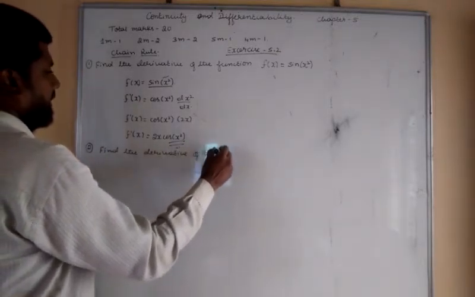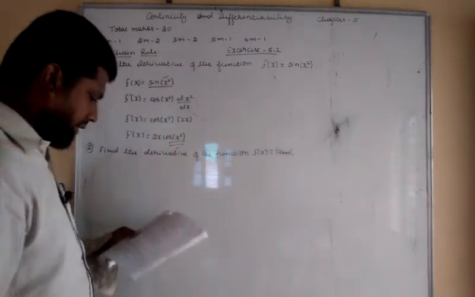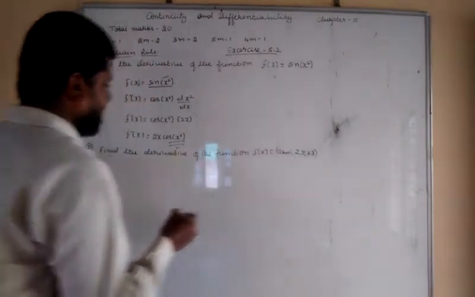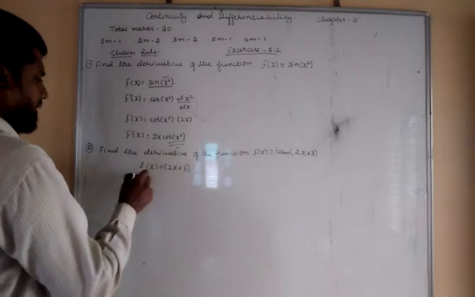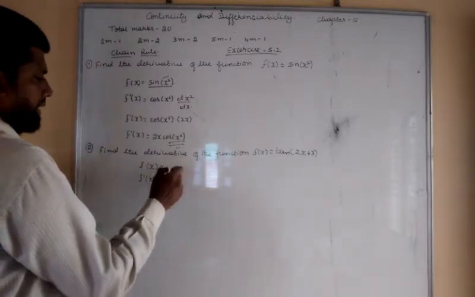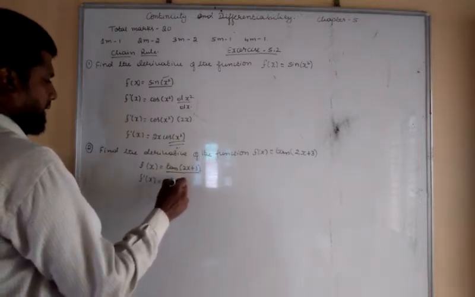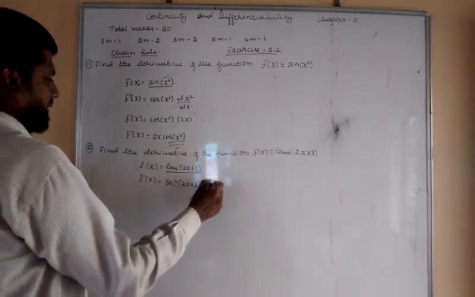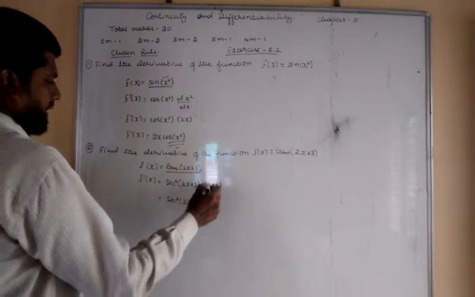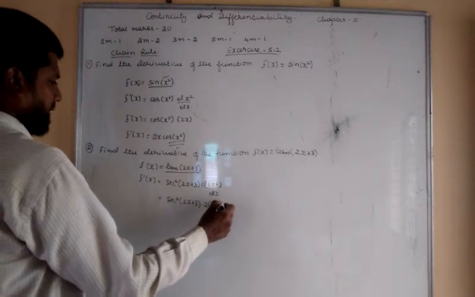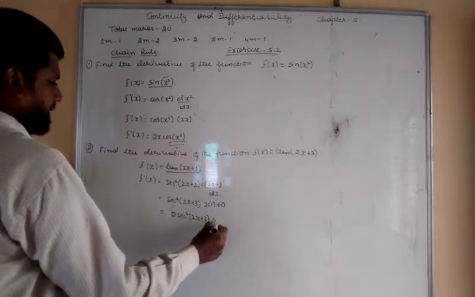Find the derivative of the function f of x is equal to tan of 2x plus 3. Differentiation of tan x is secant square x. In the place of x, 2x plus 3 is there. Again, differentiation of 2x plus 3. Then secant square of 2x plus 3. Then 2 constant x differentiation is 1, 3 constant is 0. Then 2 secant square of 2x plus 3 is the answer.